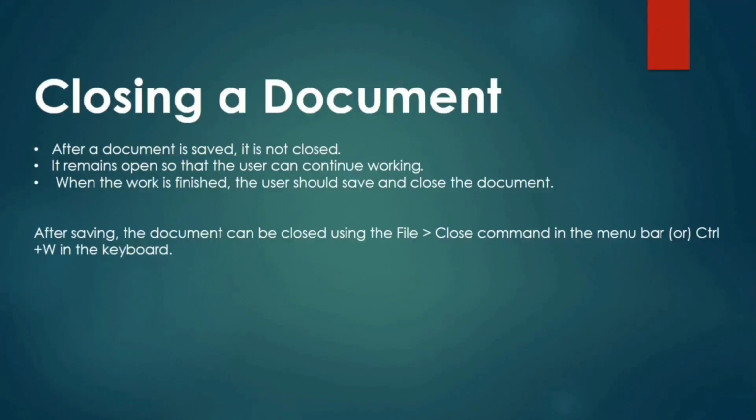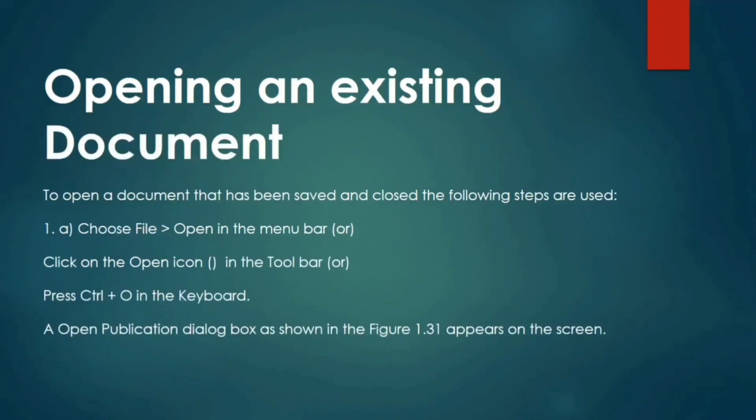Closing a document. After a document is saved, it is not closed. It remains open so that the user can continue working. When the work is finished, the user should save and close the document. After saving, the document can be closed using the File, Close command in the menu bar, or Ctrl plus W on the keyboard.